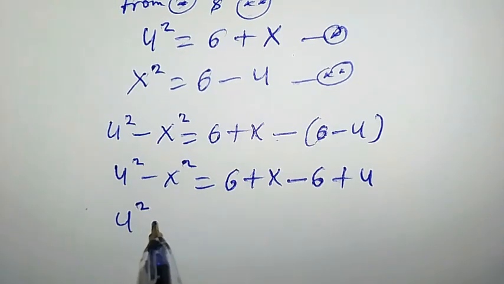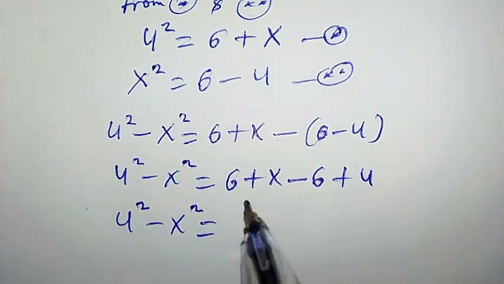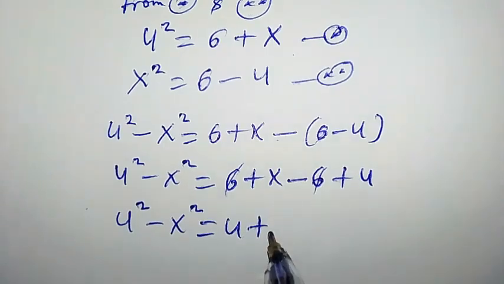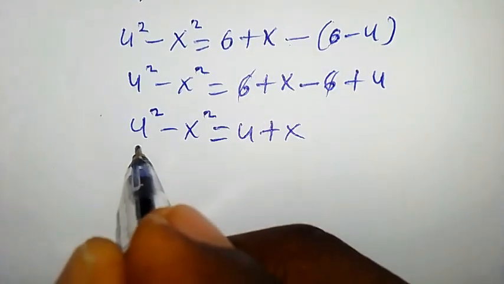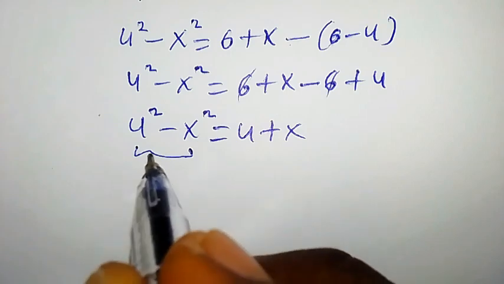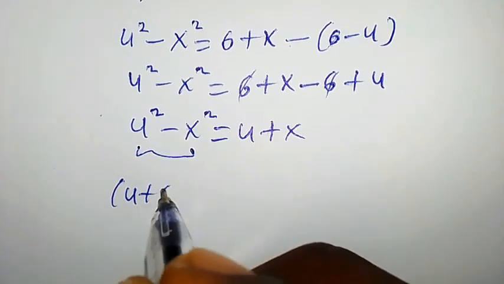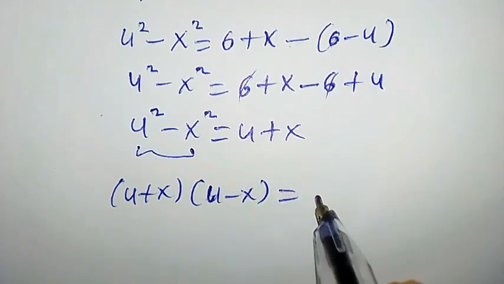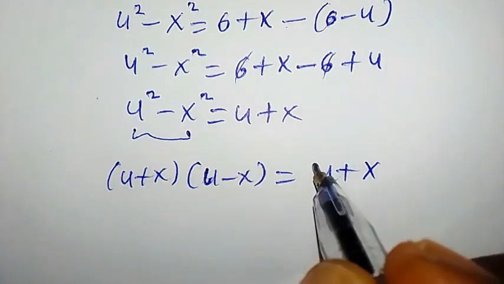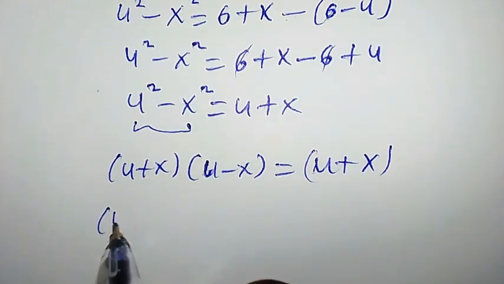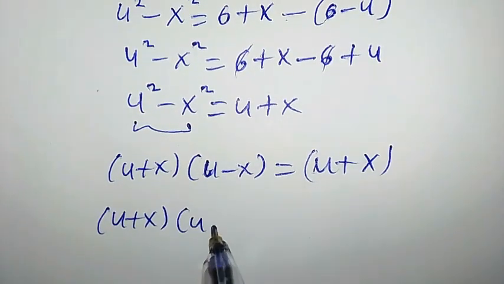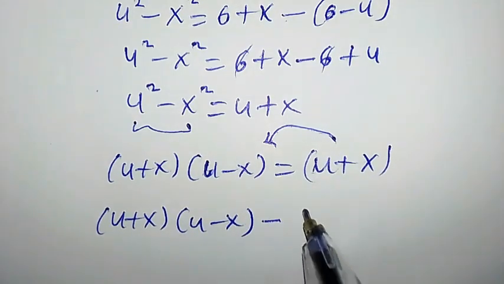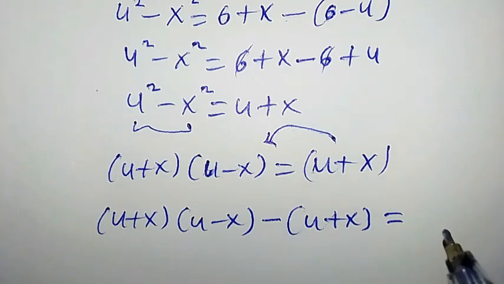U to the power of 2 minus x to the power of 2 is equal to 6 minus 6, that is 0. So we are left with u plus x. Don't forget that this guy is a difference of 2 square. So it becomes u plus x times u minus x equal to u plus x. Let us also put it in brackets. Nothing has changed. U plus x times u minus x. When this guy comes to the left, it becomes negative u plus x equal to 0.